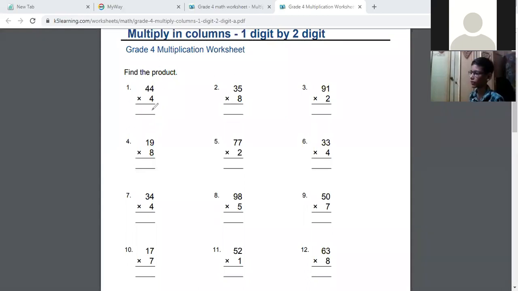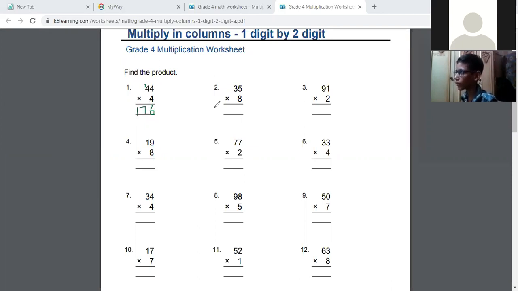4 fours are. Zan, table आते हैं आपको? Do you know the table? 4 fours are. Yes, Zan, answer बताइए. 4 fours are 16. We will write 6 here and 1 we give carry. Carry हम यहाँ दे देंगे, okay? Now 4 fours are 16. 16 plus 1 becomes 17.